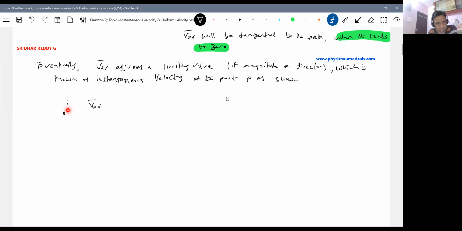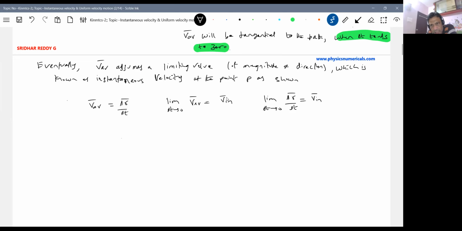Okay, first we'll define what is V average. What is V average? This should be equal to delta r bar by delta t. Then V average will become instantaneous velocity when the limit delta t tends to 0. So limit delta t tends to 0, delta r bar by delta t will become instantaneous velocity.